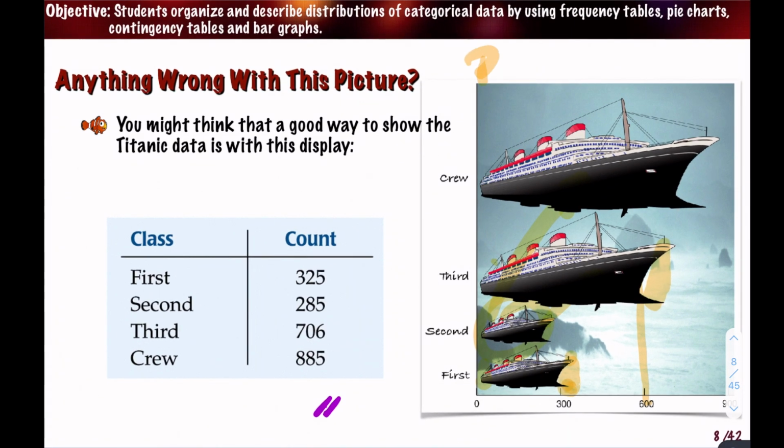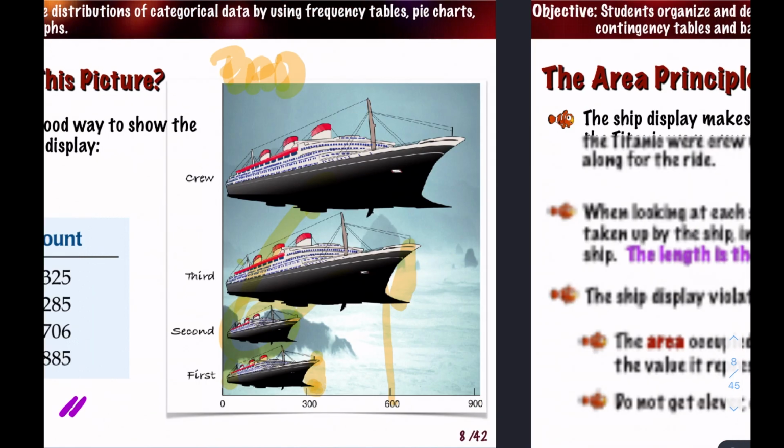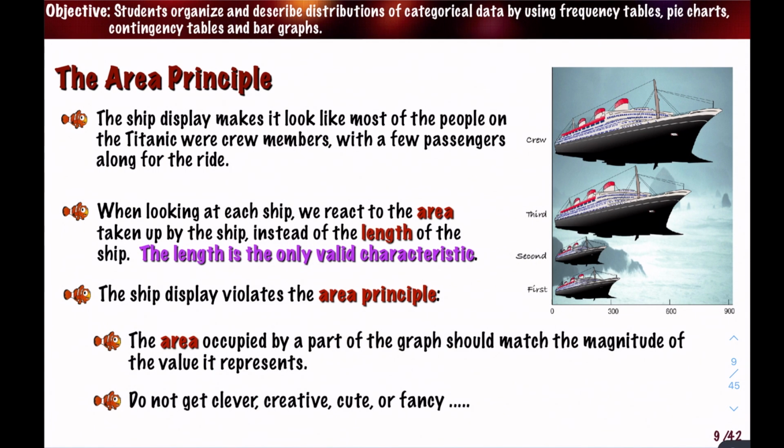This is a bad representation of the data. So don't try to be cute. Don't try to be clever. This is a violation in statistics of what we call the area principle. The ship display makes it look like most of the people on the Titanic were crew members, with a few passengers along for the ride. When looking at each ship, we react to the area taken up by the ship instead of the length of the ship. The length is the only valid characteristic when we are looking at this display of data. The ship display violates this area principle.